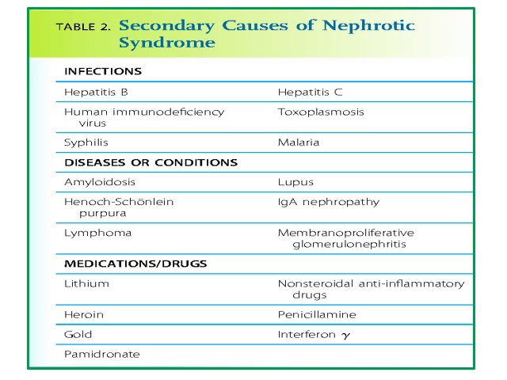Autoimmune diseases like systemic lupus erythematosus, amyloidosis, lymphoma, and Henoch-Schönlein purpura, and nephrotic syndrome also can result due to use of medication or drugs. The commonest are non-steroidal anti-inflammatory drugs, gold and penicillamine, which were used for treatment of rheumatoid arthritis, addictive drugs like heroin, and lithium, which is used as antipsychotic medication.